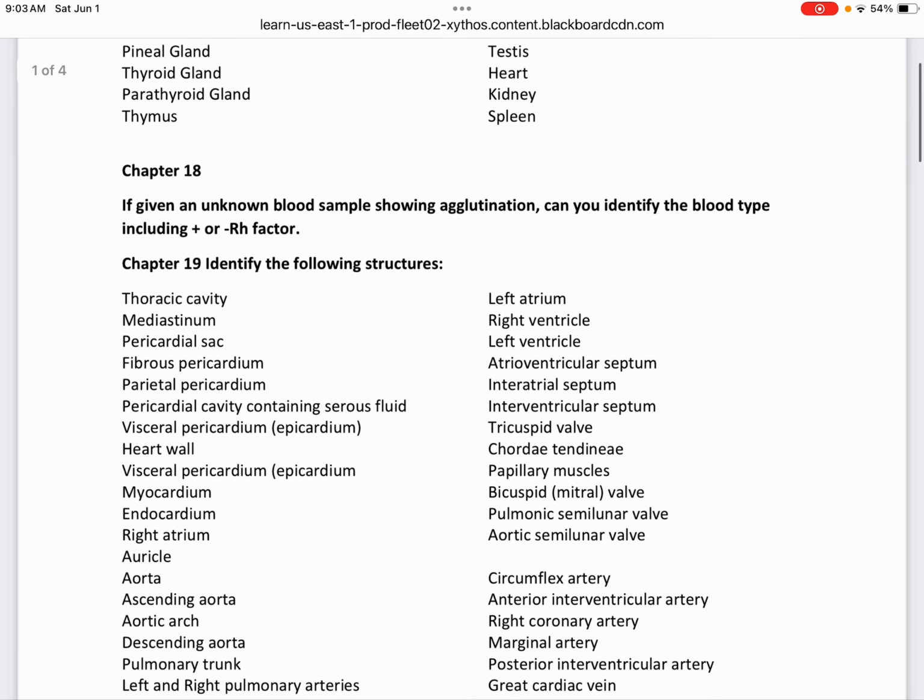For Chapter 18, you're doing a blood lab about agglutination and antibodies. So if I gave you a blank, could you tell me what it is? So if I gave you the plate that has an unknown sample and we put antibodies on it, and I'll give you some examples as we go through. You'll see in the practice quizzes, there'll be some examples. Could you tell me what blood type it is?